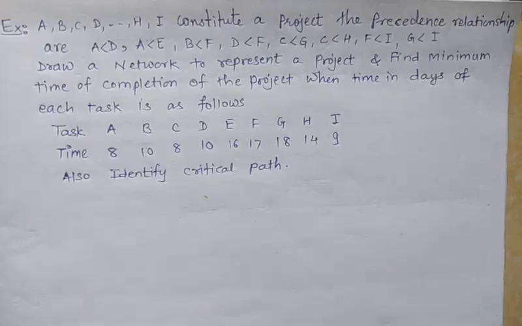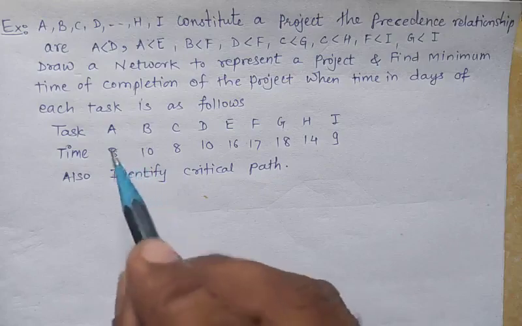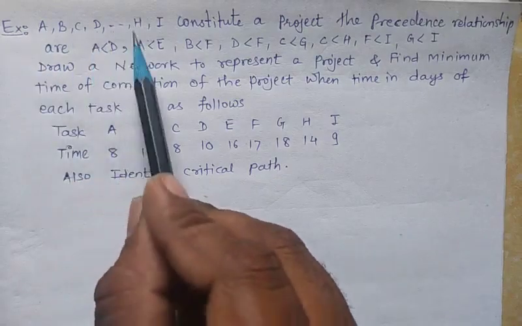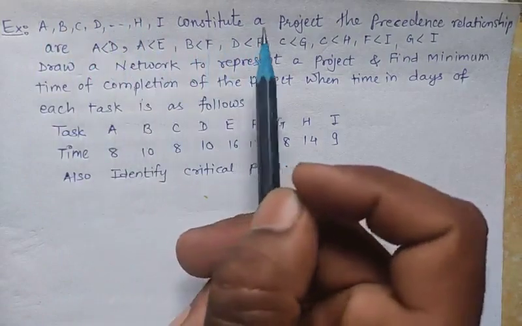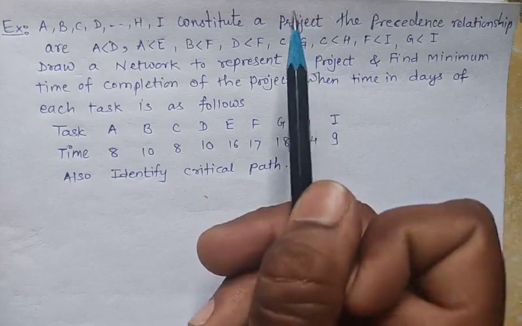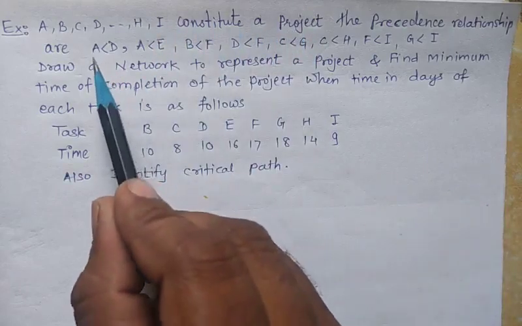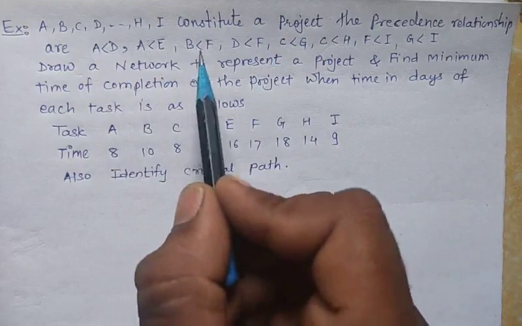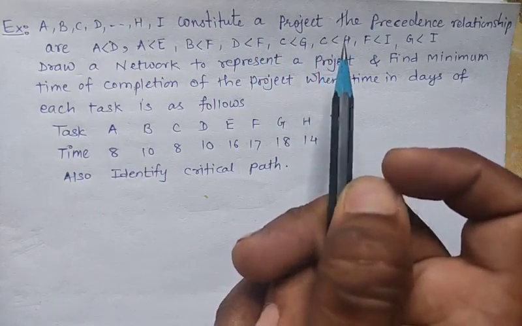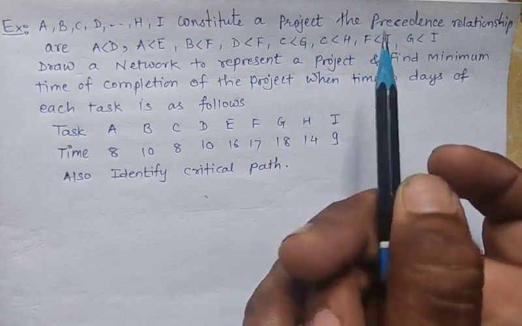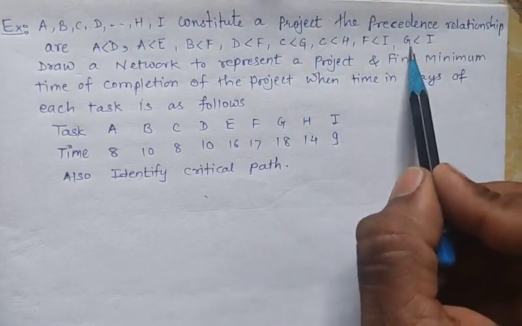Students, in this lecture we are going to see the examples based on forward and backward pass method and identify critical path. So let's see the example. We have given A, B, C, D, E, F, G, H and I are the activities which constitute a project, and precedence relationships are given by A precedes D, A precedes E, B precedes F, D precedes F, C precedes G, C precedes H and F precedes I, and last we have given G precedes I.